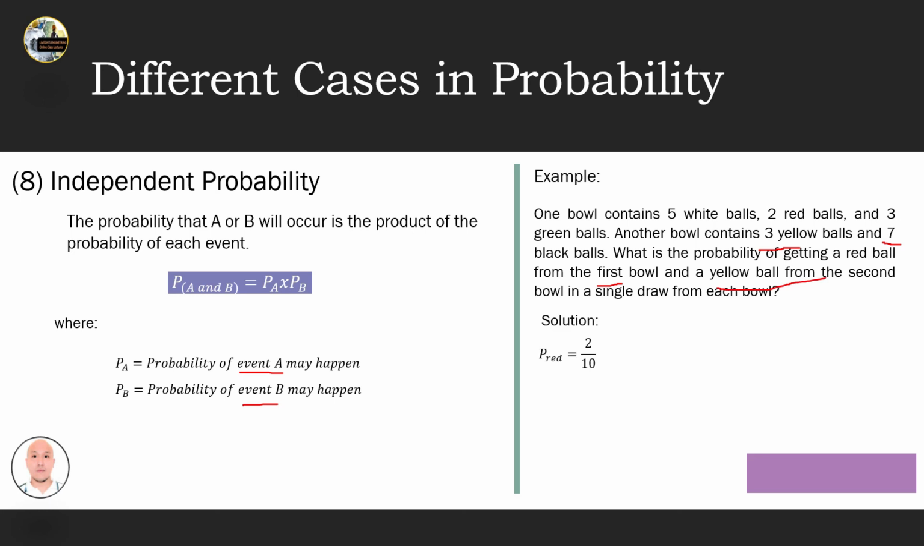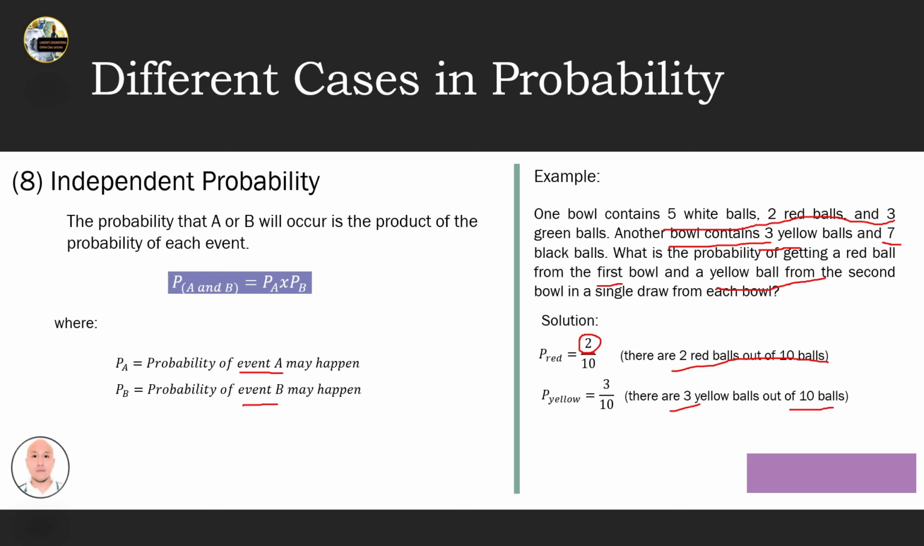Okay, solution. P red. So for the first bowl, we have 10 balls, so we have 2 red here. So there are 2 red balls out of the 10 balls. Then P yellow, the second bowl. So another bowl contains 3 yellow balls and 7 black balls. So there are 3 yellow balls out of 10 balls.